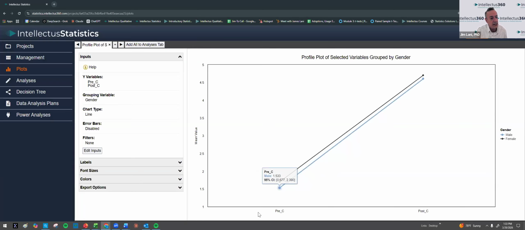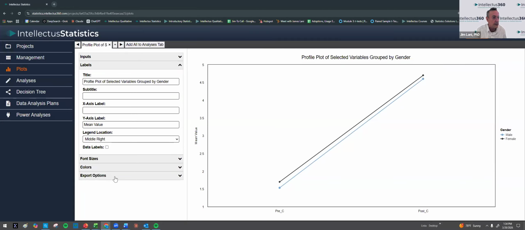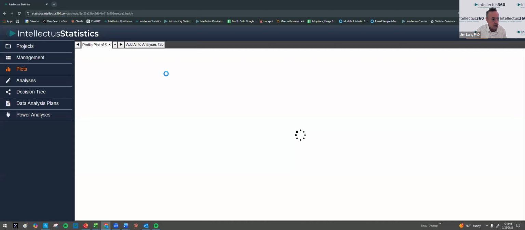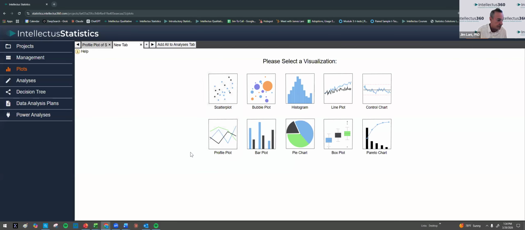But what you can see here is the confidence pre, confidence post. And then this is my males and females. And you can see that, hey, they're both really kind of increasing from pre to post. You can change the labels of these things. You can export it to the document and so forth. And there's other charts to be had here too.